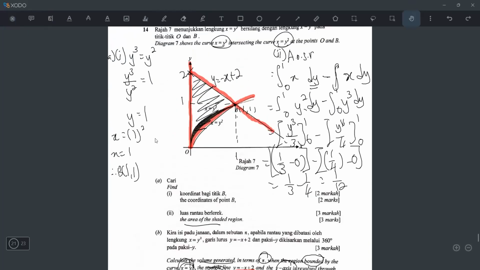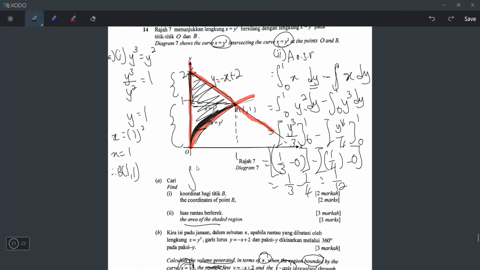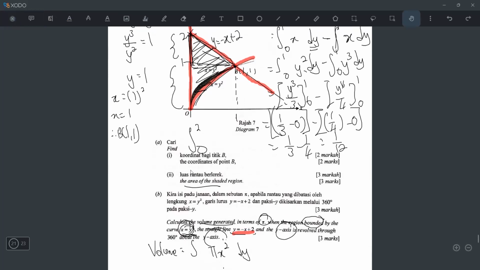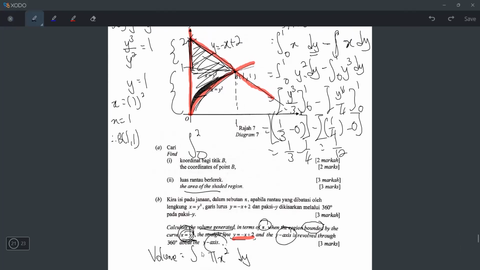But if you look carefully, even though this shaded region is sitting on the y-axis, we cannot do it in a single integration. We have to separate it into 2 parts. Integrate 2 to 1 and then integrate 1 to 0. Because if you look carefully, this part is for the straight line and this part is for the curve. That's why I cannot integrate 2 to 0 directly, the whole thing cannot. That is why I have to separate it into 2 parts. So what I will do is integrate 2 to 1, pi x squared dy, plus integrate 1 to 0, and then pi x squared dy again.